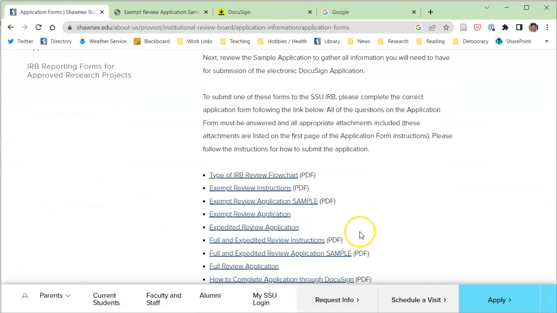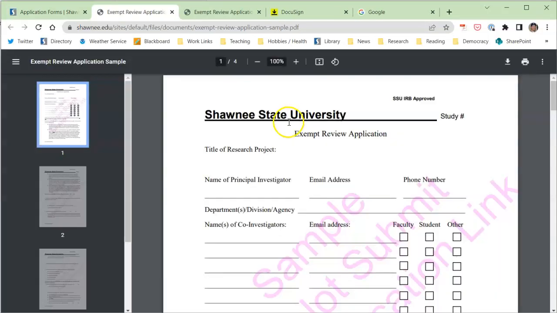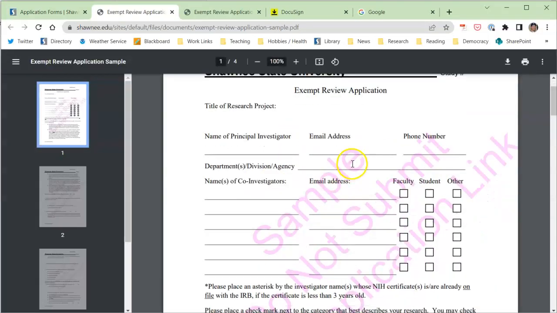So a little bit of information about the different kinds of applications, and then when you're ready to actually take a look at the applications, they have the PDFs that have the prompts that have the questions for the application, and then the actual application itself is a DocuSign form. So again, you're not going to prepare and submit to IRB your proposal. You're going to answer all the questions as if you were getting ready to.